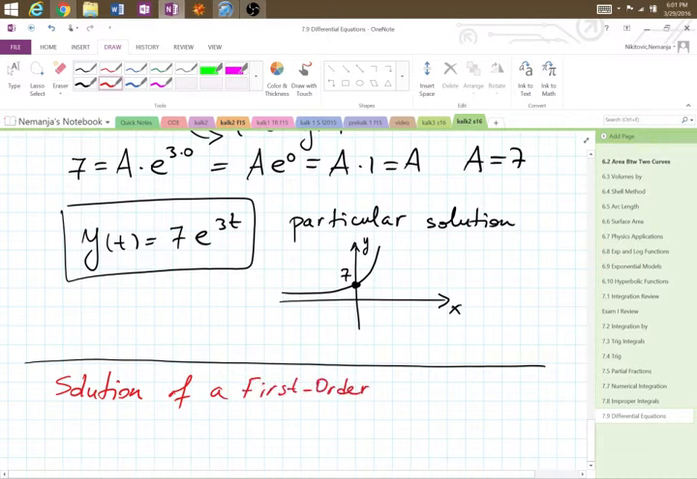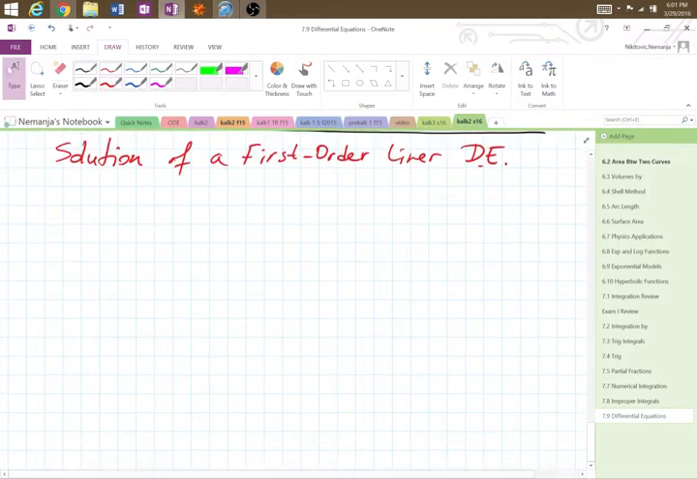Does anyone remember from last class what the first order means? First order differential equations? DE, differential equation. First order means only the first derivative is present. Linear means no squares on derivatives or y or dependent. No squares on any of the dependent variables.